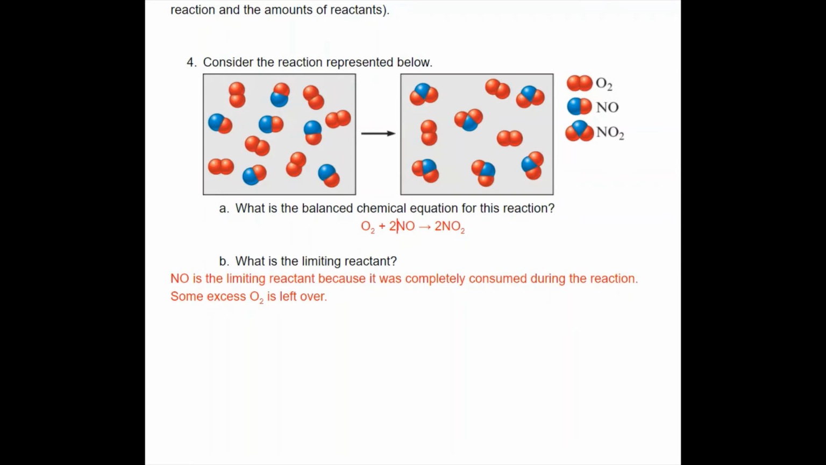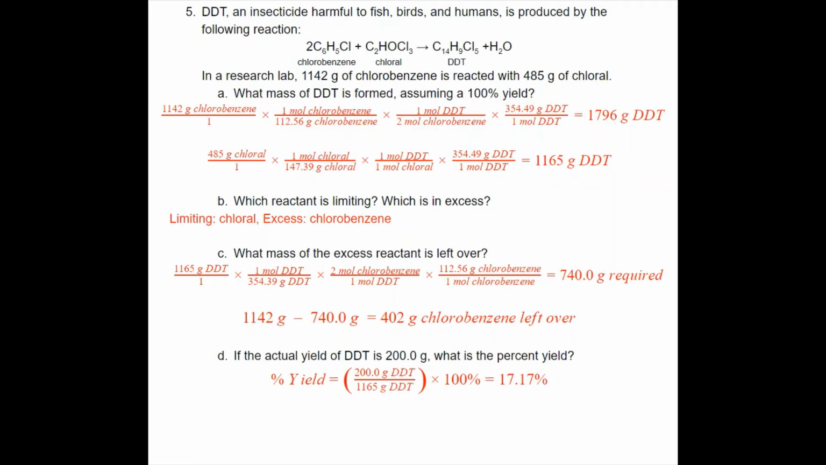So question 5, DDT is an insecticide that is harmful to fish, birds, and humans. It is produced by the following reaction. So we react chlorobenzene with chloral to form DDT. So the first question is asking, if I start with 1,142 grams of chlorobenzene and 485 grams of chloral, how much of my DDT, my product, can be made?